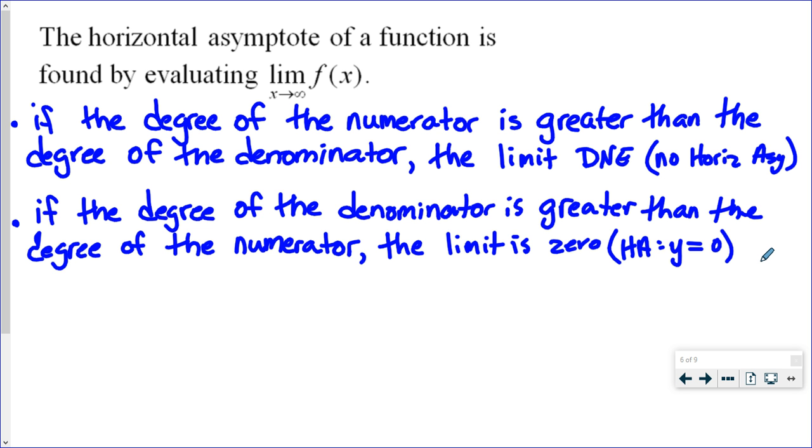So there's some slightly different terminology and way that you speak about it when you're talking about a limit as x goes to infinity versus a horizontal asymptote, right? They're the same thing mathematically, but depending on what you're talking about, you use different terminology, right? If the limit does not exist, that means that there is no horizontal asymptote. If the limit is equal to 0, that means that the horizontal asymptote is the line y equals 0.